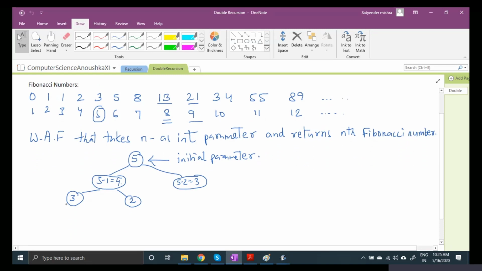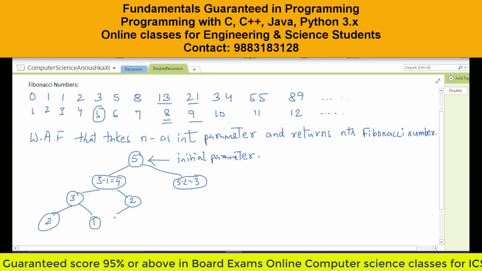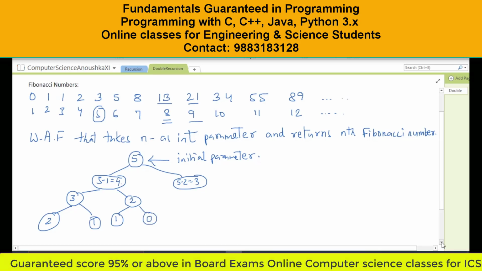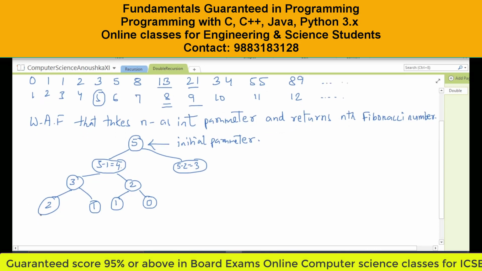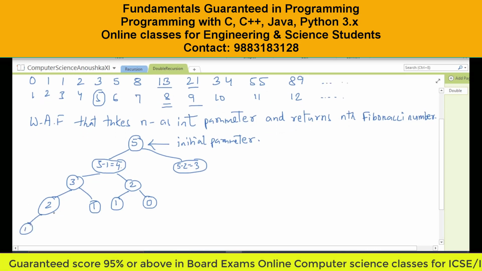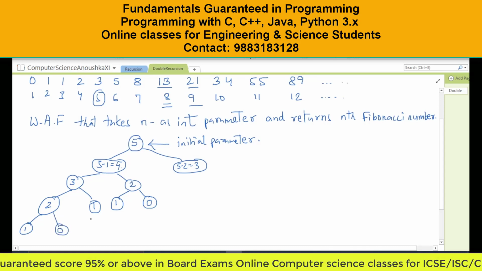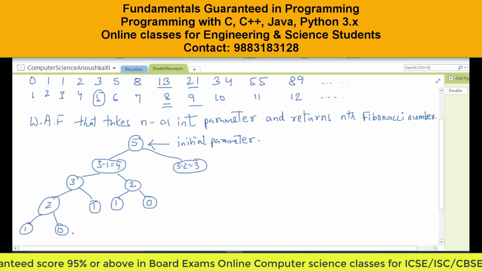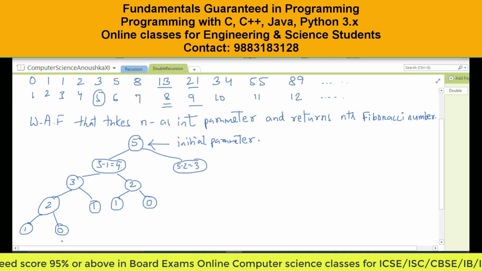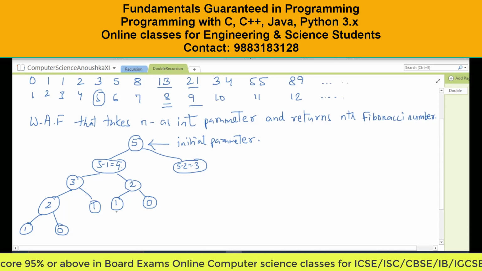So 3 is again 3 minus 1, which is 2, right? And 3 minus 2 is 1. Then 2 minus 1 is 1, and 2 minus 2 is 0, right? Then if we move forward here, 2 minus 1 is 1, and 2 minus 2 is 0. So if you can see this tree, you can easily understand.